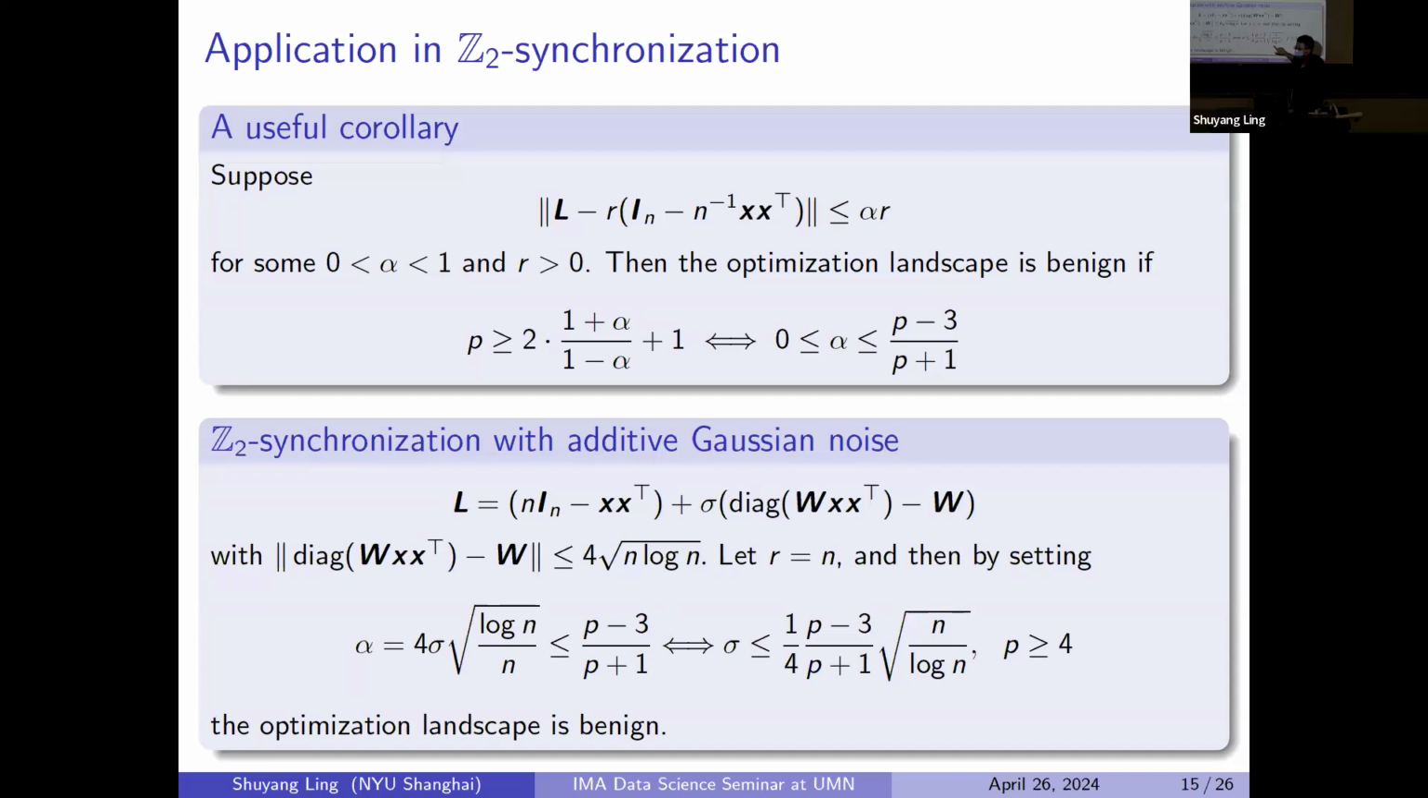For the SDP relaxation, the order is about square root of n divided by 2 plus epsilon log n. Right? So which means if p is greater than or equal to 4, the landscape is benign under almost the same condition as that which ensures the tightness of the SDP relaxation. Okay.